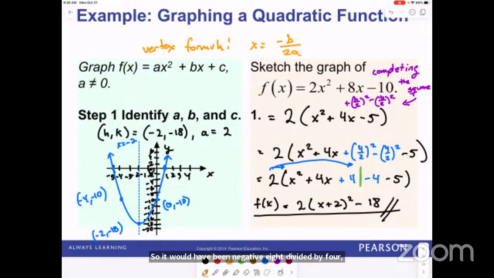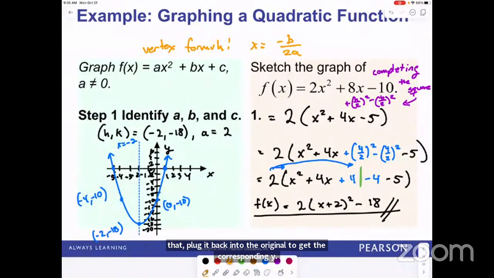Once we have the x-coordinate of our vertex, we take that, plug it back into the original to get the corresponding y, and then you could also build the standard form. Once you have the leading coefficient and the coordinates of the vertex, then you can just plug that into the standard form. So you don't necessarily have to do completing the square. That's what I was mentioning earlier, that this isn't the only way to go about this, right?